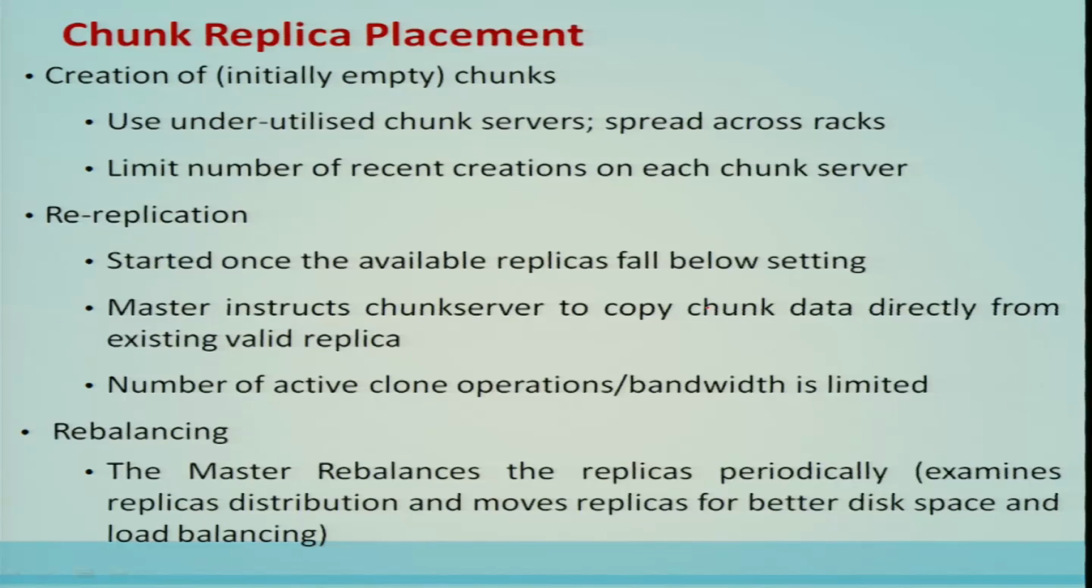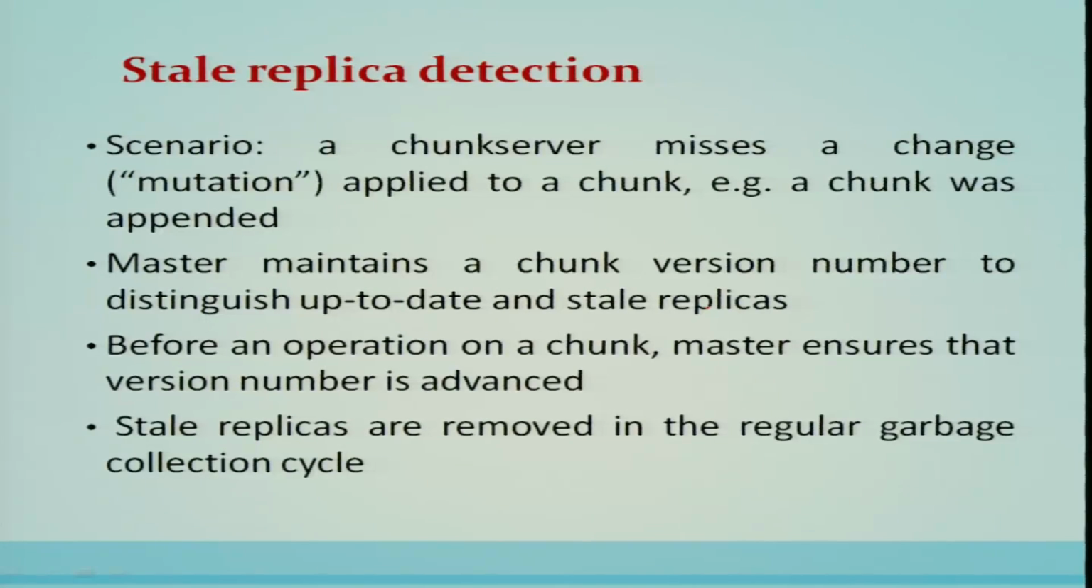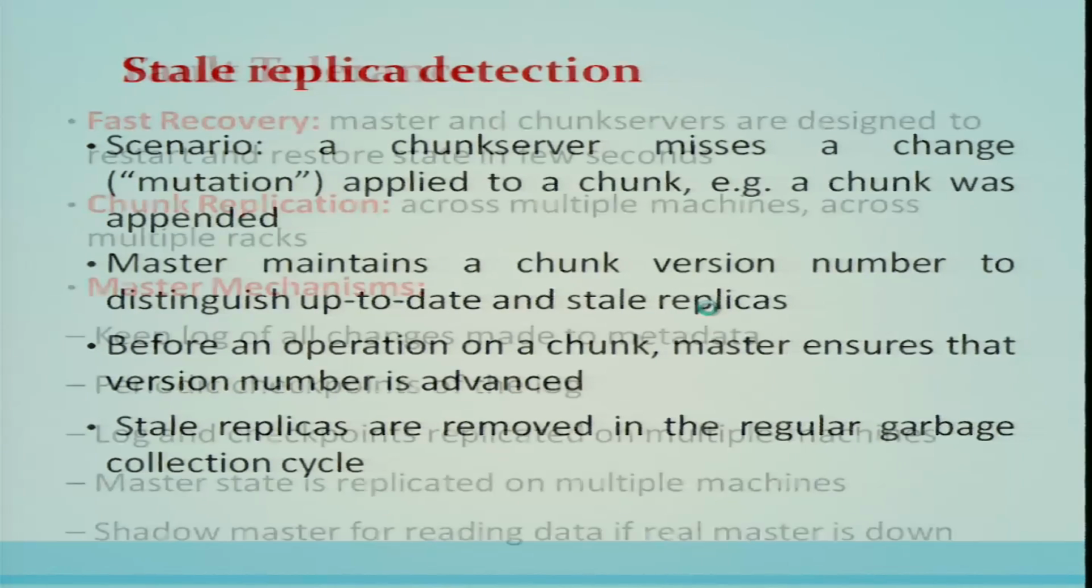Rebalancing: the master rebalances the replicas periodically, examines the distribution and moves the replicas for better space and load balancing. Garbage collection: deletion is logged by the master. The file is renamed to a hidden file, and the deletion timestamp is kept. All these provisions are there for garbage collection. Why? Because if a particular chunk fails, then another chunk is already in place. So those failed chunks will become garbage. These garbage chunks will be periodically scanned and checked. Periodic scan of the master's chunk namespace is also done, so stale replica detection using this scanning is already done.